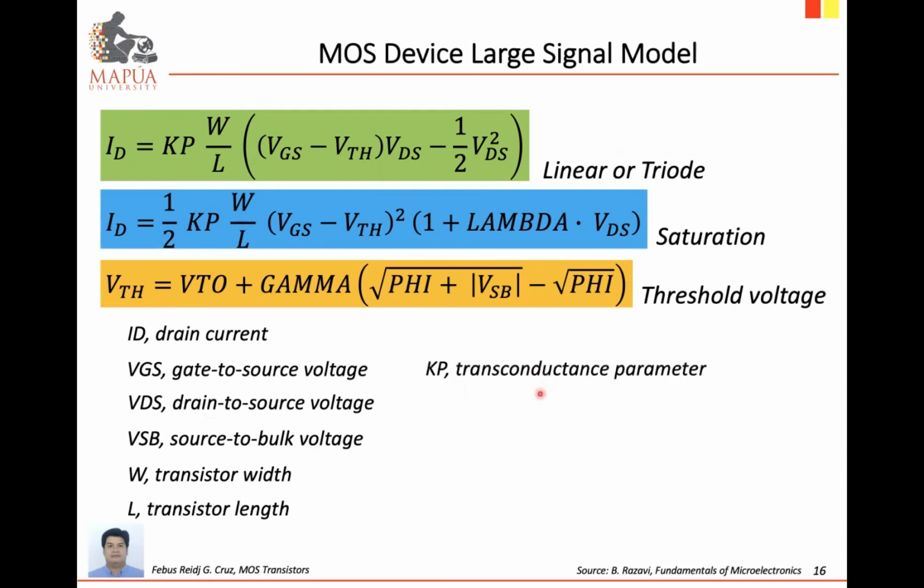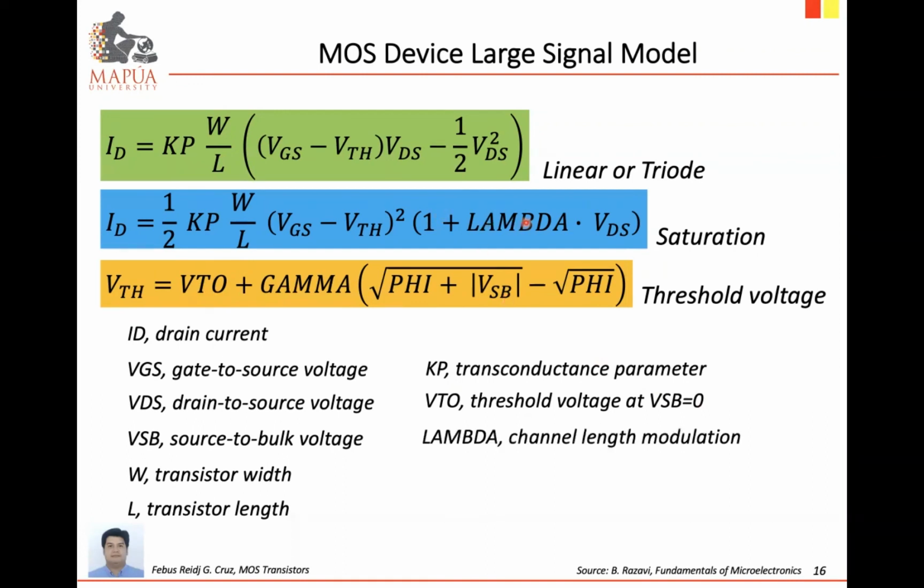Then as for the transistor parameters, we have Kp, that is the transconductance parameter. VTO is the threshold voltage at VSB equal to 0. So when VSB is equal to 0, it becomes square root of P minus square root of P. So the body effect is 0. So VTH would be equal to VTO. All right, so that is the threshold voltage equal to VTO. That is when VSB is equal to 0.